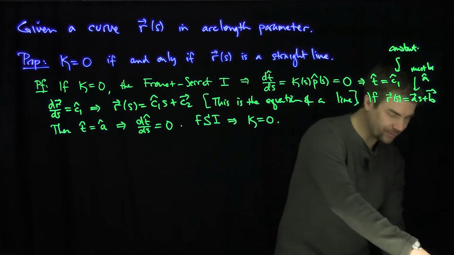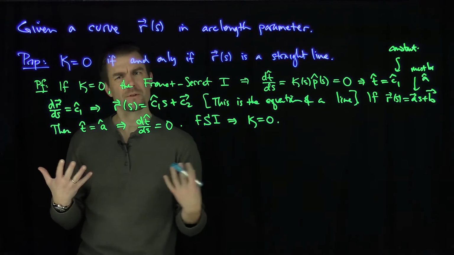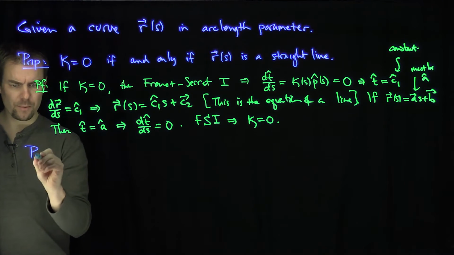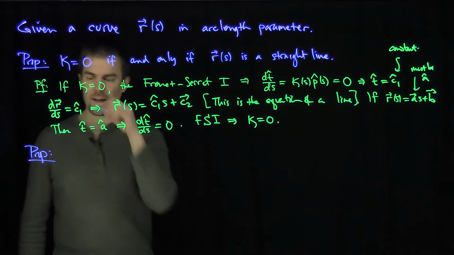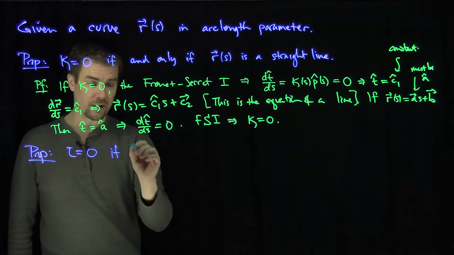Let's prove our second proposition. So in other words, the only curves that have zero curvature are the straight lines. And that should make intuitive sense. Let's prove proposition two. That is, the torsion of a curve is equal to zero if and only if the curve is planar.